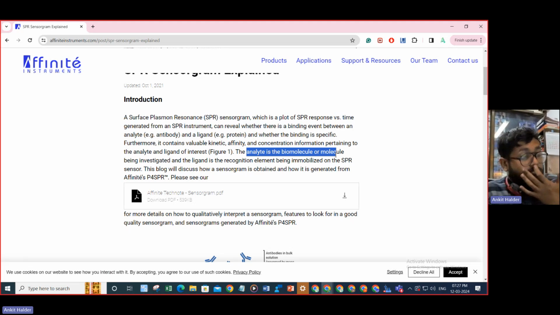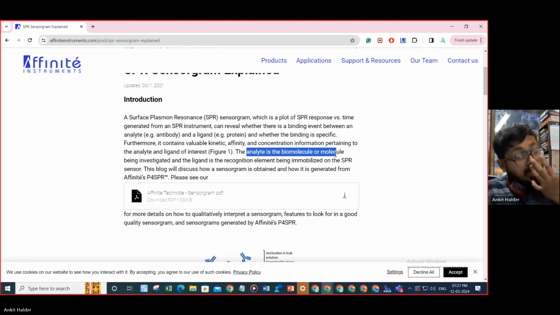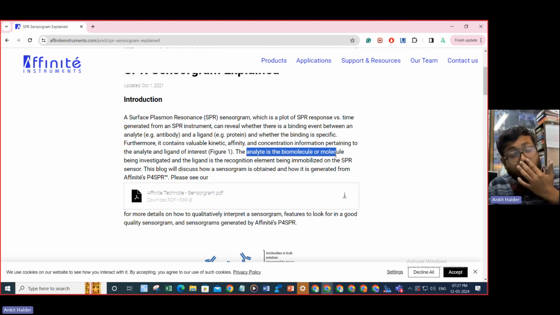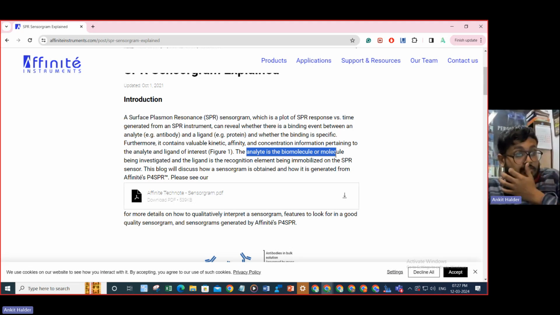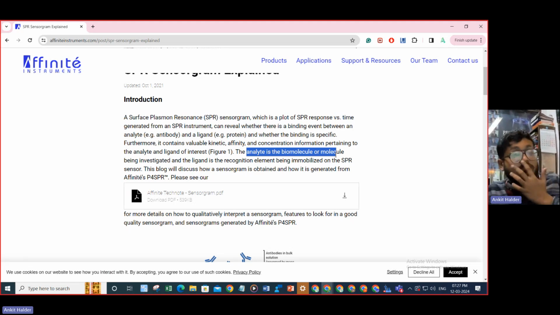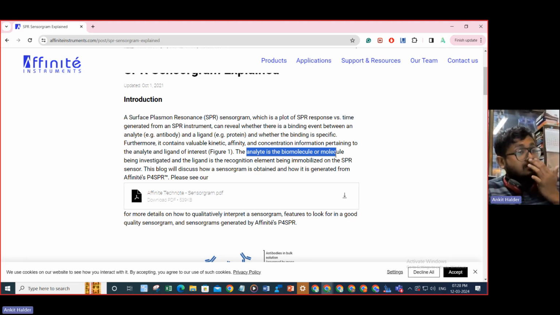The ligand is something that is being immobilized on the chip surface. An analyte is something that is going to bind, the molecule under investigation or study. So the analyte is the biomolecule being investigated, and the ligand is the recognition element being immobilized on the SPR sensor. This is how a sensogram is obtained, how it is generated.